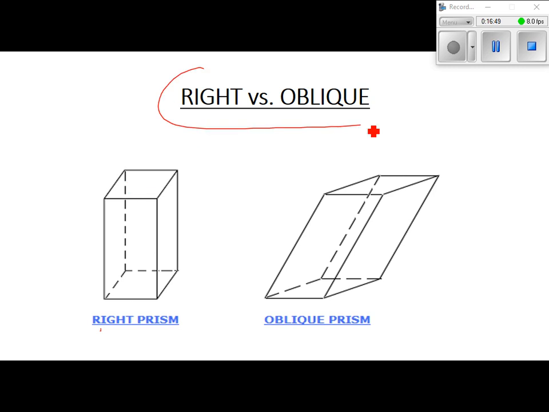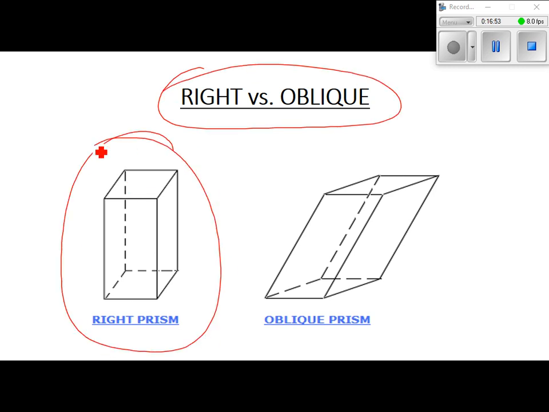Fill this in, right versus oblique. A right is just what we normally look at, that's the normal shape. Oblique just means instead of having all right angles in all the corners, instead of all these corners being right angles, it's sort of tilted or leaning, so that makes it oblique. We won't do a whole lot with oblique, but you do need to know the difference in the two.